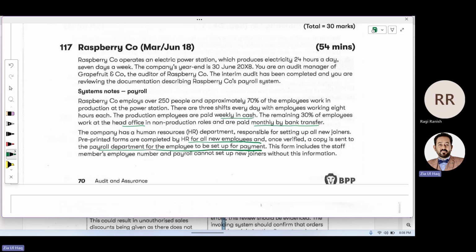Evidence will be sought by inquiry that separate staff are responsible for employee record maintenance and a separate wages department is responsible for wage preparation. So one control and one test of control, 2 marks. If you have written down the correct control, you will have 1 mark. If you have written down the correct test of control, you will have 1 mark.